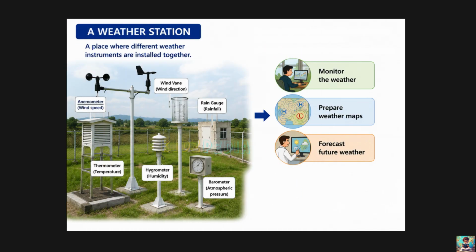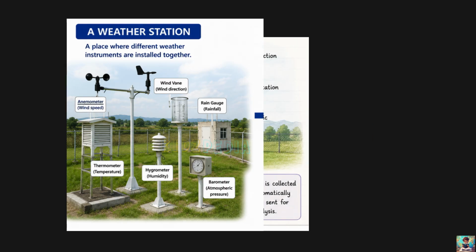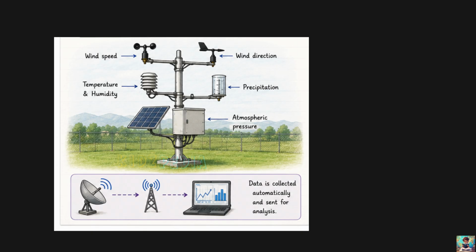A weather station is a place where different weather instruments are installed together. These instruments measure different elements of weather at regular intervals. The readings collected from them help scientists to monitor the weather, prepare weather maps, and forecast future weather. So, instead of depending on one instrument, a weather station collects complete weather information from several instruments at the same place. Today, many weather stations work automatically.